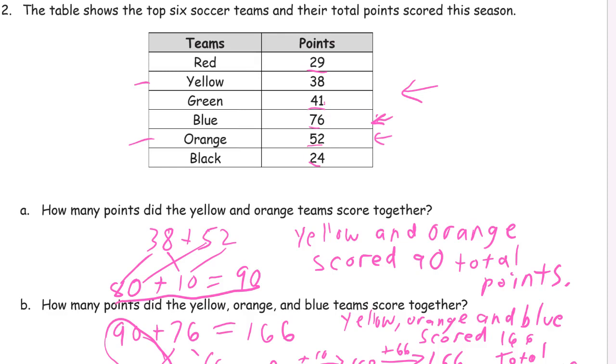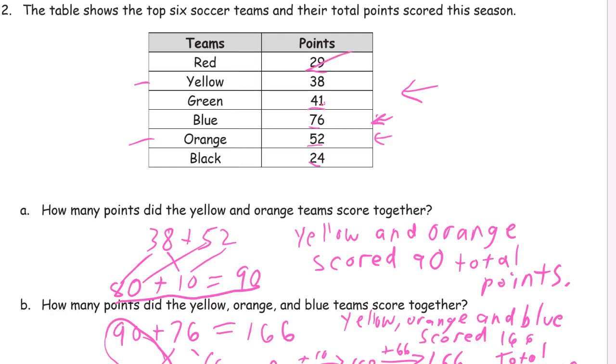Plus, we need teams that add up to, right, 100. The ones digits have to add up to 10. So let's look at red and see if any of the teams will work with red. Green won't be enough because that'll only be 70. Oh, if only there was a 71, that would work. But there isn't. So red won't work.